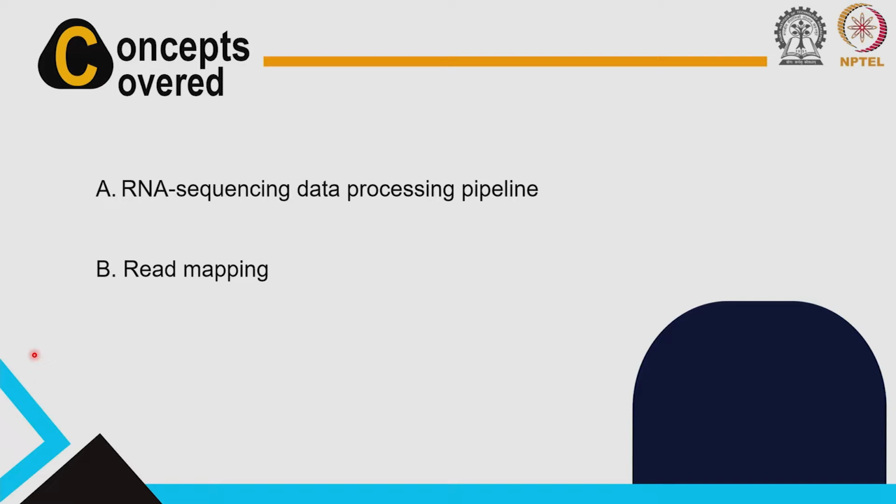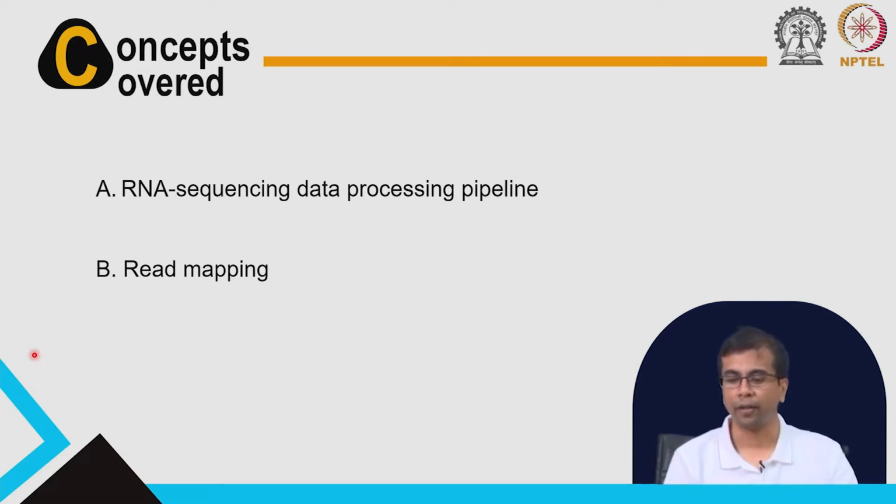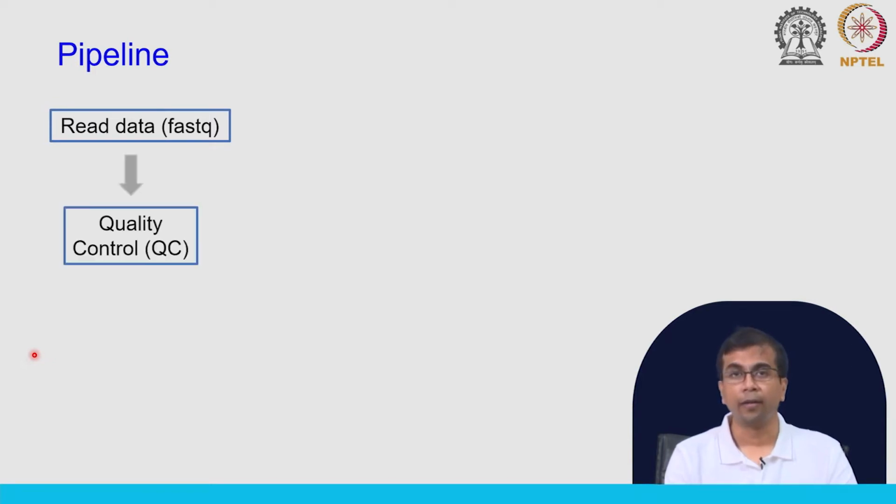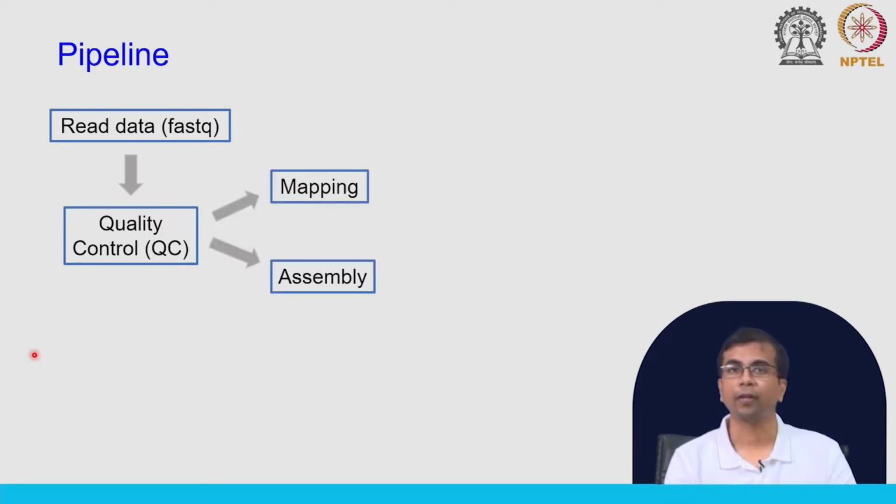So, we will talk about the RNA sequencing data processing pipeline, and in that pipeline one of the topics that we will discuss in detail is the read mapping. Okay. So, here is the pipeline for RNA sequencing data. We have read data in FASTQ format, we do the quality control step or QC as before, then you have this mapping and assembly process. And sometimes even after mapping you can do an assembly to do the transcriptome assembly, right. If we are dealing with short read data, sometimes you would have to assemble the transcripts if you are working with these big transcripts.